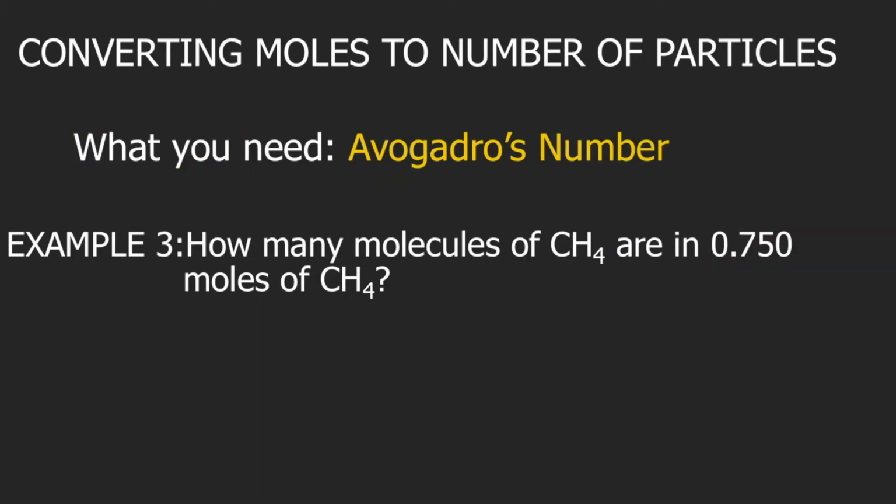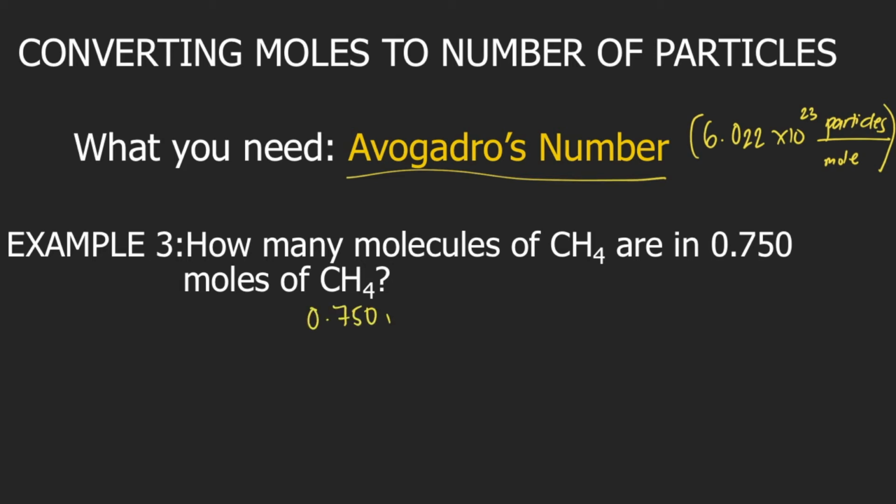Now let's convert moles to number of particles. This time, what we need is the Avogadro's number, 6.022 times 10 raised to 23 particles per mole. So example 3, how many molecules of methane or CH4 are in 0.750 moles of CH4? So we are given the moles, and we will convert this to molecules.